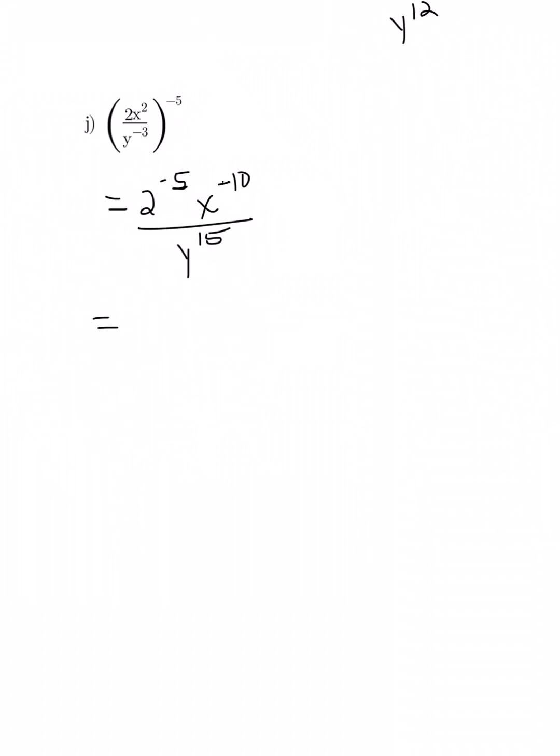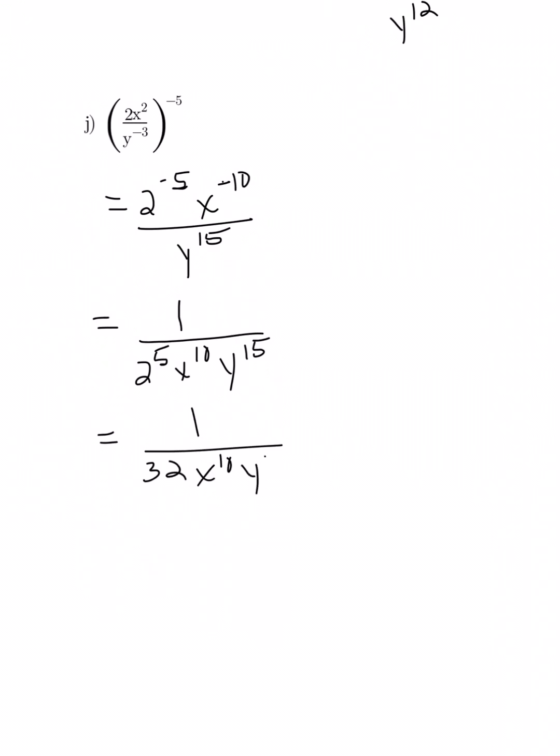So to complete this and make your powers positive, both of the items in the numerator need to move to the denominator. When that happens, you have to hold the place of the numerator with a 1. We're now going to have 2 to the positive 5, x to the positive 10, y to the 15th in the denominator. We need to clean that up by doing 2 to the 5th. 2 to the 5th is 32, and then we have x to the 10th, y to the 15th.